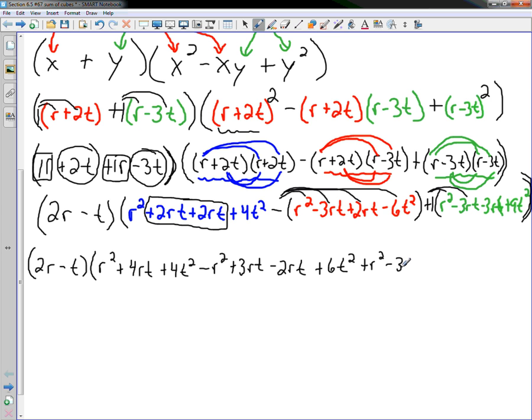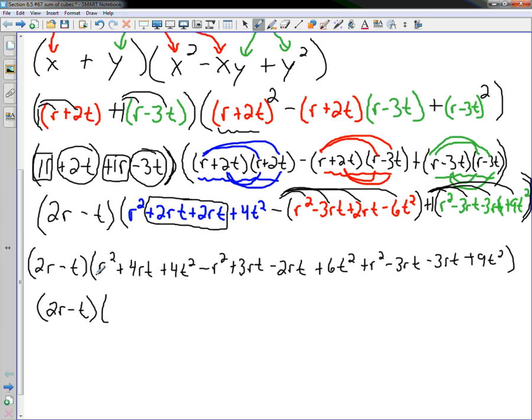minus 3rt. It's not going to change any of the signs. Minus 3rt and plus 9t squared. Okay, we're ready to combine like terms. So we want to make sure that we're keeping track of all of them. Again, up front, we're going to keep the 2r minus t. That one's been done for a while.